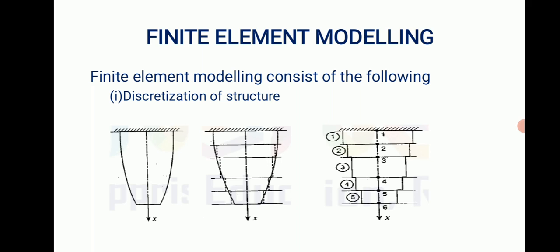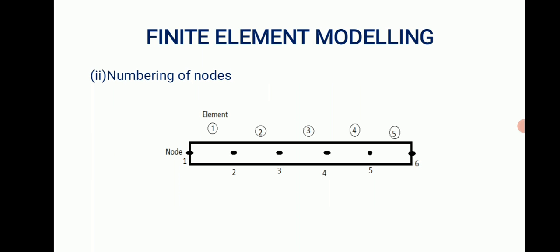And the finite element modeling consists of the following, that is discretization of structure and numbering of nodes and elements. The discretization of structure we have already discussed in the first unit in the steps of finite element analysis. The first step of finite element analysis is discretization, the art of subdividing the parts into a convenient number of smaller elements is known as discretization. And the second one is numbering of nodes. After the discretization process, this is the second step of finite element analysis in the first unit, that is numbering of nodes and elements. So this is a bar element. We are dividing this bar element into 5 elements, and the nodes are 6 nodes.